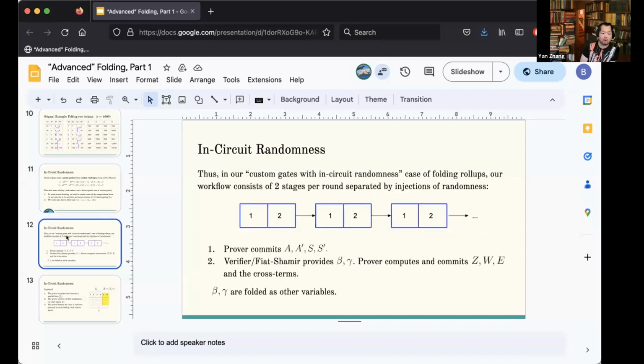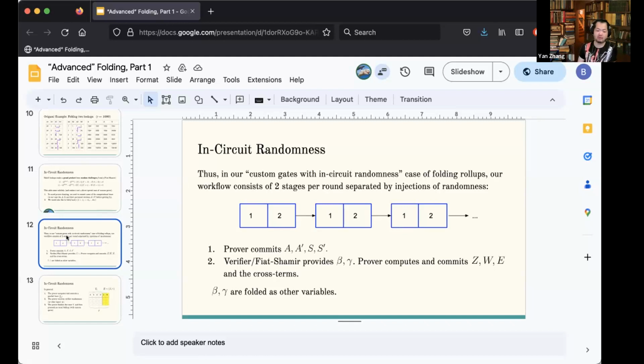So here's the workflow. In the HackMDs we have, and in the more academic-ish PDF paper that's in progress, we'll write this out in more detail. But the workflow here is we're going to have two stages per round, separated by these injections of randomness. So instead of just folding things one at a time, each turn we do two things. The prover needs to make and then commit A prime, S, and S prime, because that's all the work the prover is able to do without the additional information.